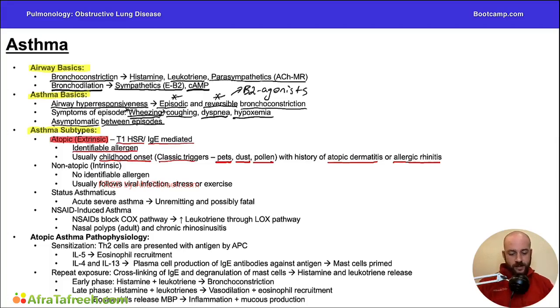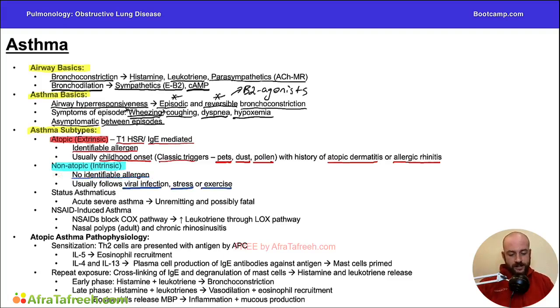The next type of asthma is called non-atopic or intrinsic asthma. So as the name suggests, this is due to an intrinsic problem with the airways themselves. The airways aren't reacting against some extrinsic antigen, so there's going to be no identifiable allergen, and this usually occurs following things like viral infection, stress, or exercise.